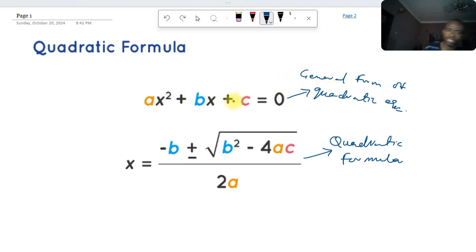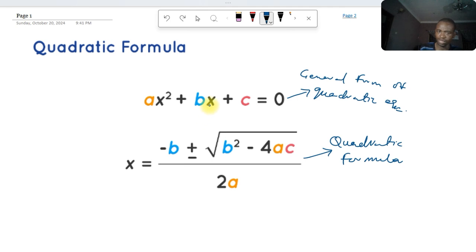The first expression that we have here, which is ax squared plus bx plus c equals 0, is a general way of representing or writing a quadratic equation. The next one says x equals minus b plus or minus the square root of b squared minus 4ac, all over 2a. This is the quadratic formula that is used in solving any given quadratic equation that we may have.